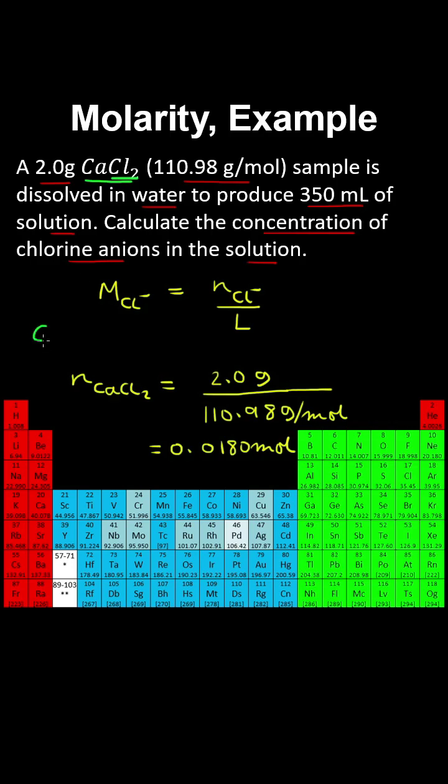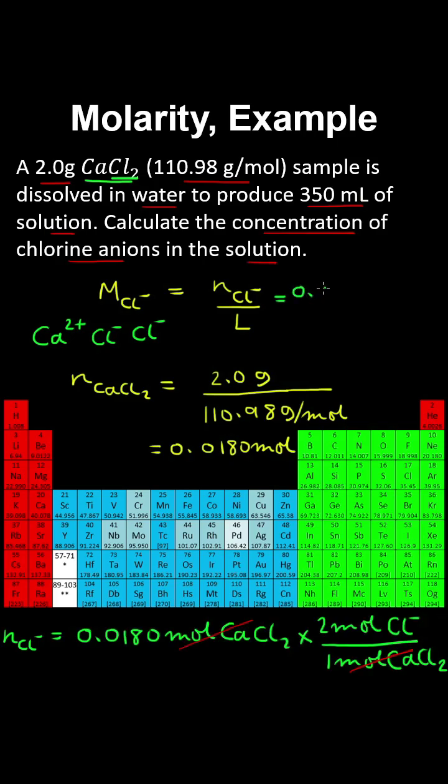So when this dissociates in water, you get 2 chlorine anions per calcium cation. So therefore the number of moles of chlorine can be obtained as follows, which gives the following result. And then dividing by the liters of solution and using the least number of significant figures in the problem, being 2, we obtain 0.1 molar.